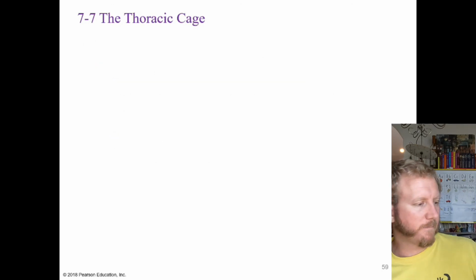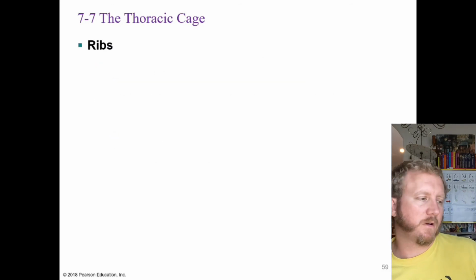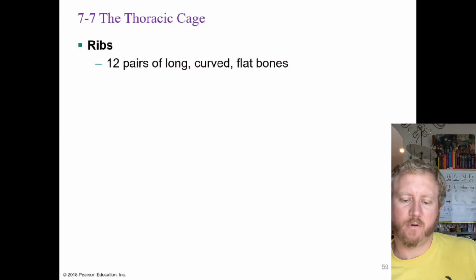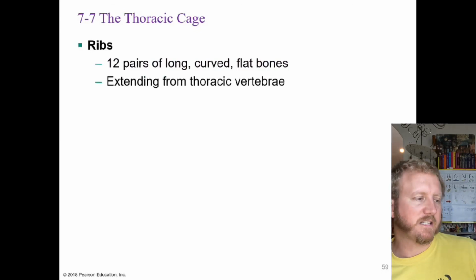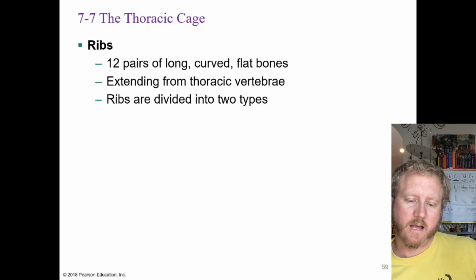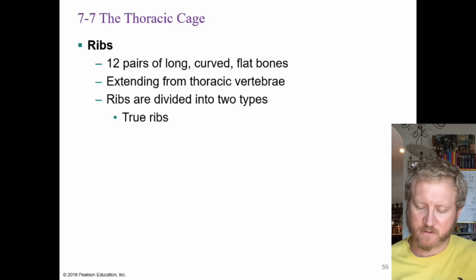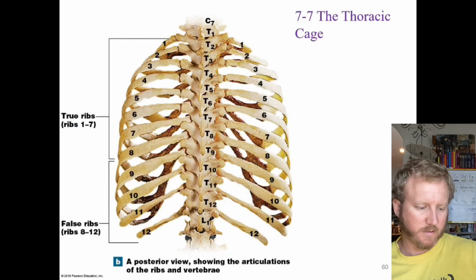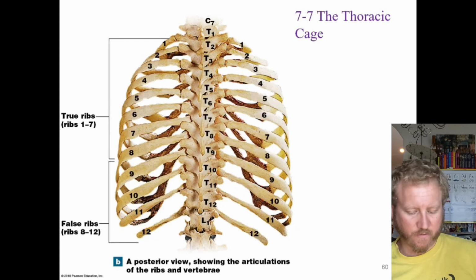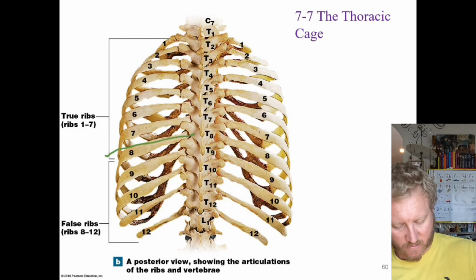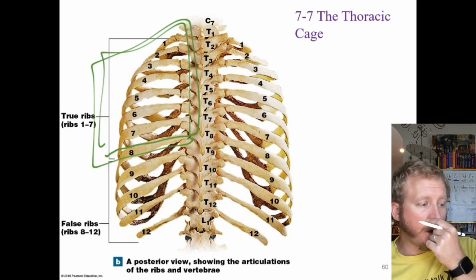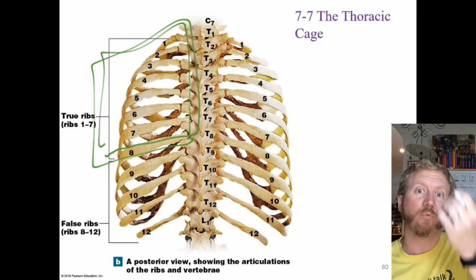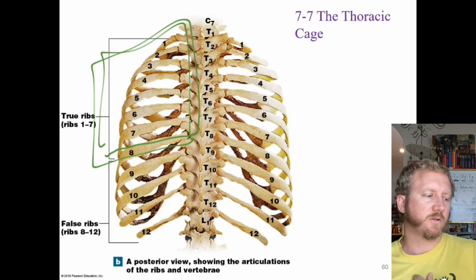Okay. So the ribs are long, curved, flat bones. We've got 12 pairs of them. They extend from the thoracic vertebrae and wrap around to the sternum. Now, there's two types of ribs: true ribs and false ribs. The first 7 ribs, so up to here, are true ribs, and they're called that because they connect to the sternum directly through these costal cartilages.